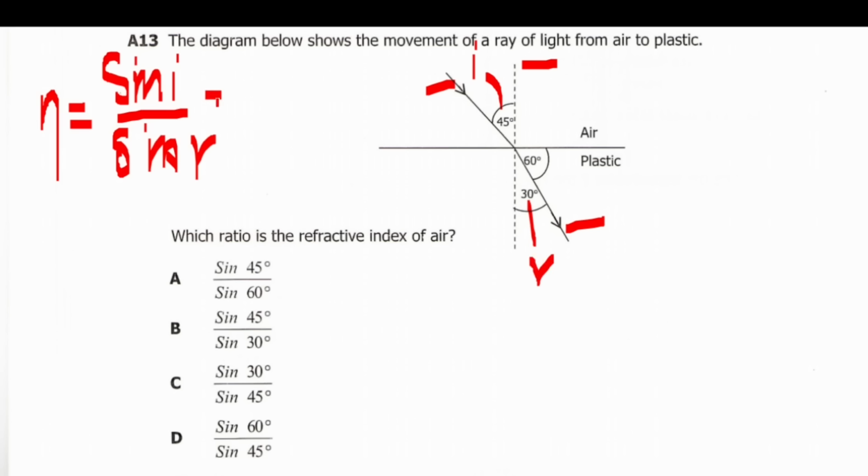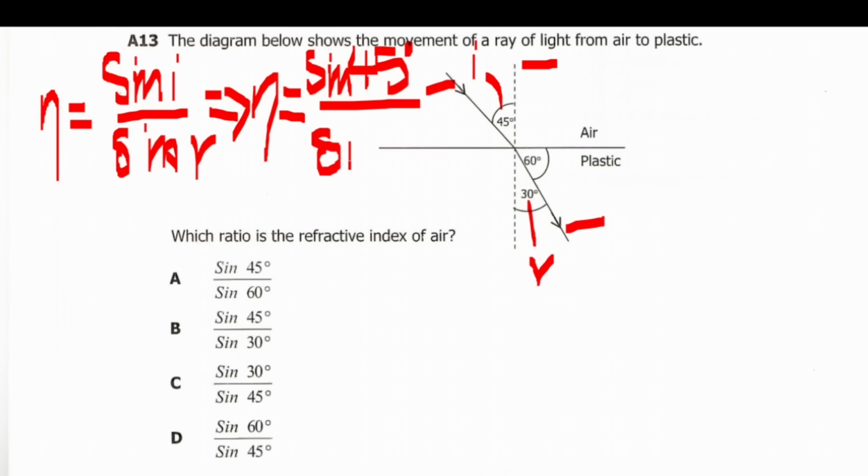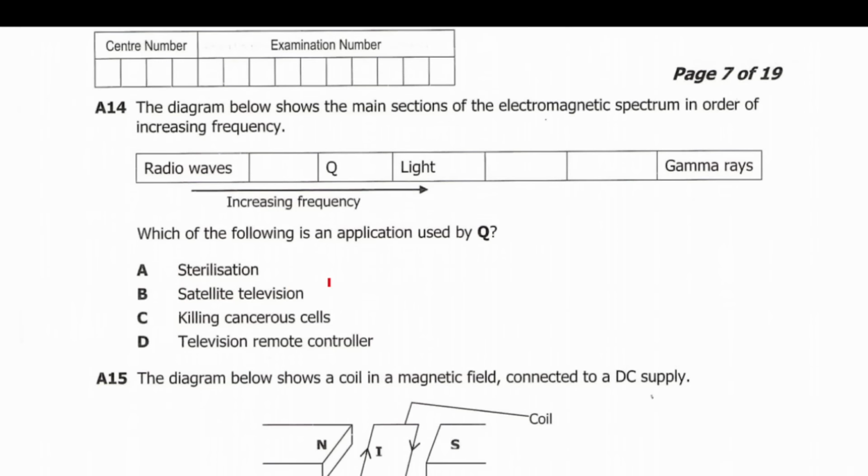So our answer will continue as refractive index is equal to sine. Now substitute. Angle of incidence is what? 45 degrees, divided by sine of the angle of refraction, which is 30 degrees. So we check from our options which one matches our answer. It is B. So the answer is B. 13.